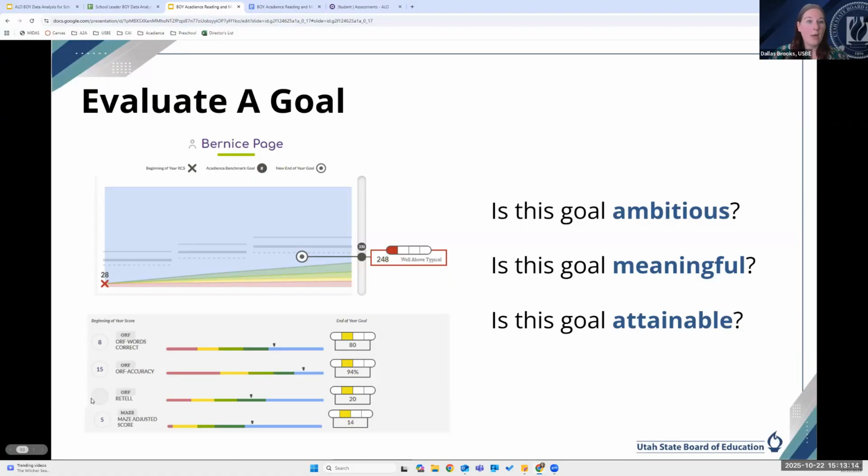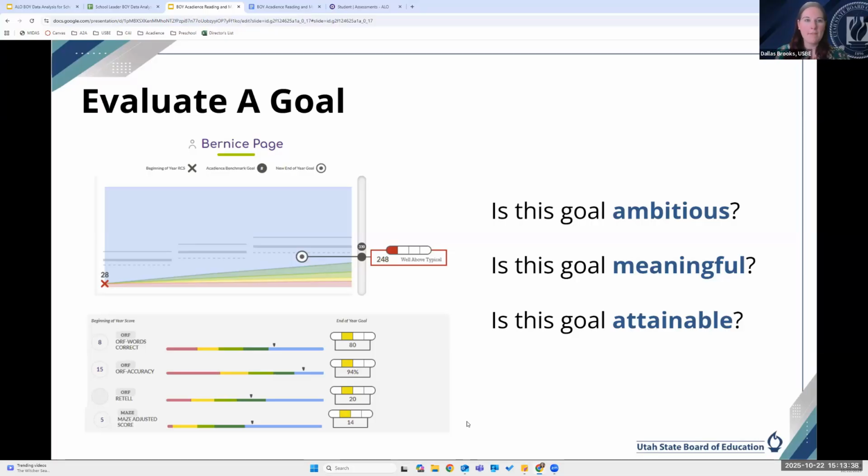So it was discontinued, so they don't have a retail score. I'm going to try to get them at 20 words per minute, words about the passage. And then maze, they gave me a 5. And at end of year, I'm going to try to get them to 14. So looking at if this goal is attainable, if this is something that I really think I can push this student to do. And this is all personal.